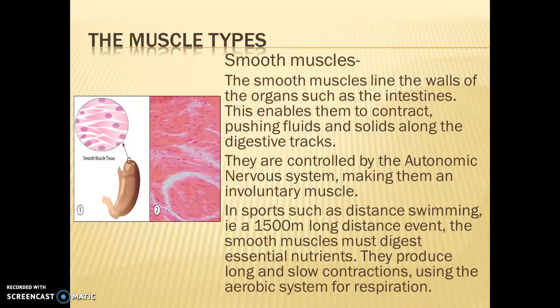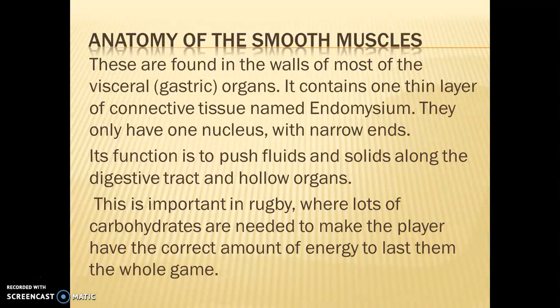In sports such as distance swimming, i.e. 1,500 metres, the smooth muscles must digest essential nutrients such as carbohydrates, which are slowly released and provide long-standing energy, so the swimmer has a sufficient supply of energy throughout the race so they can keep up with the competition. They produce long and slow contractions using the aerobic system for respiration.